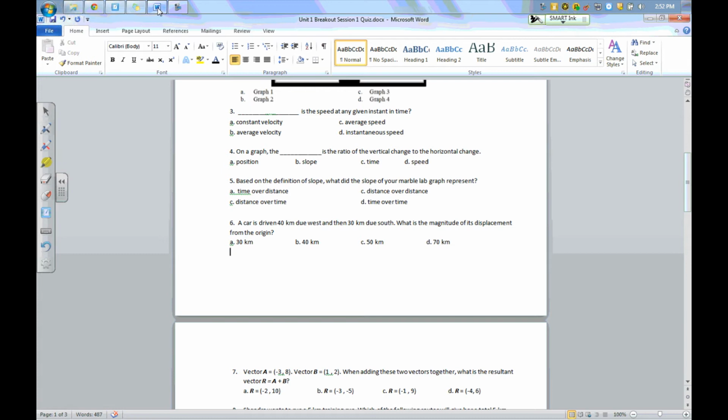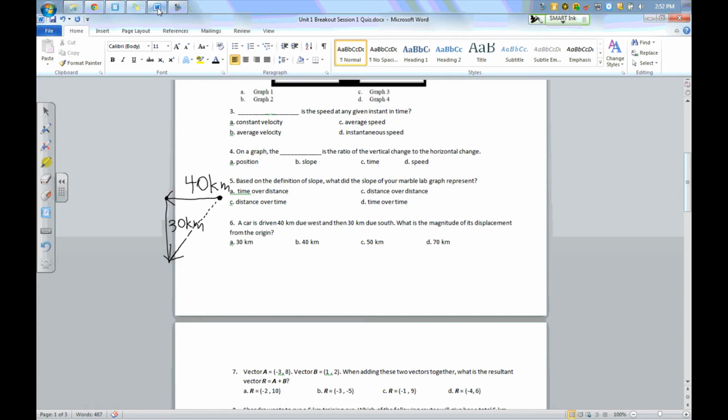Moving on to problem number 6. A car is driven 40 kilometers due west and then 30 kilometers due south. What is the magnitude of its displacement from the origin? For this, I'm going to say that to the left is west and the direction down is south. So we drive 40 kilometers to the left, west, and then 30 kilometers south, and it's asking for the magnitude of this displacement right here.